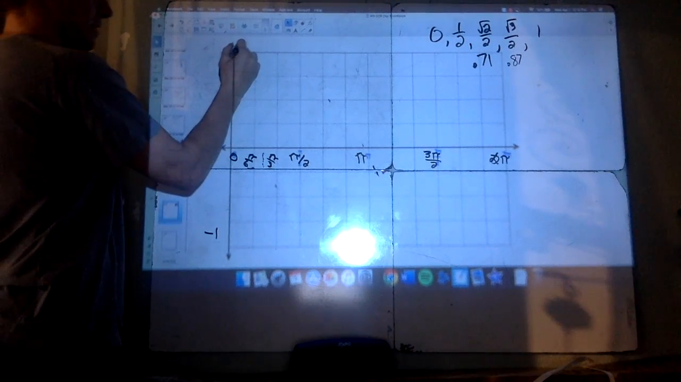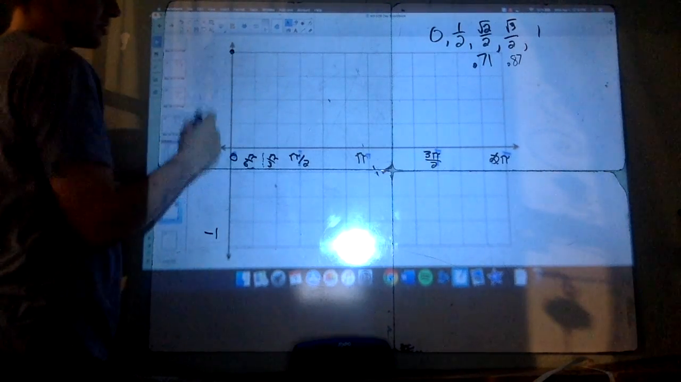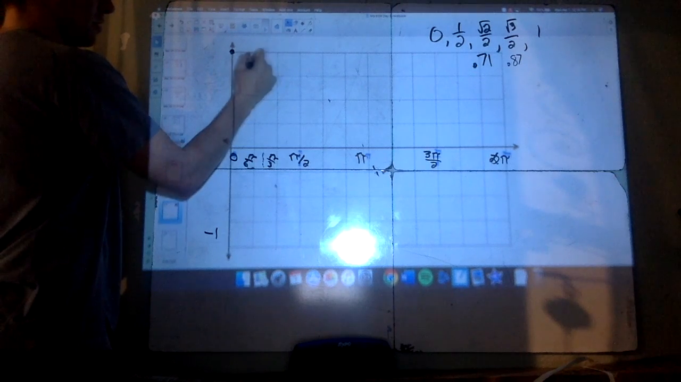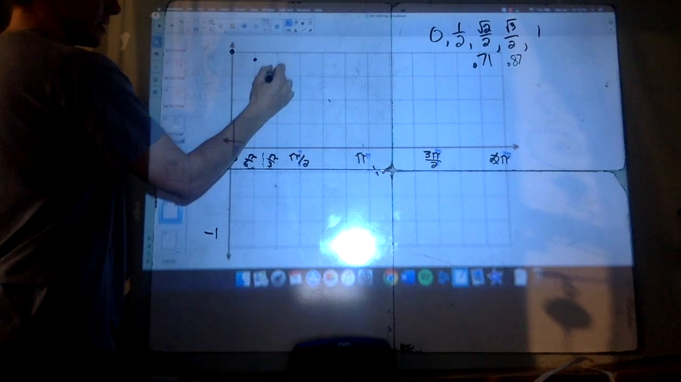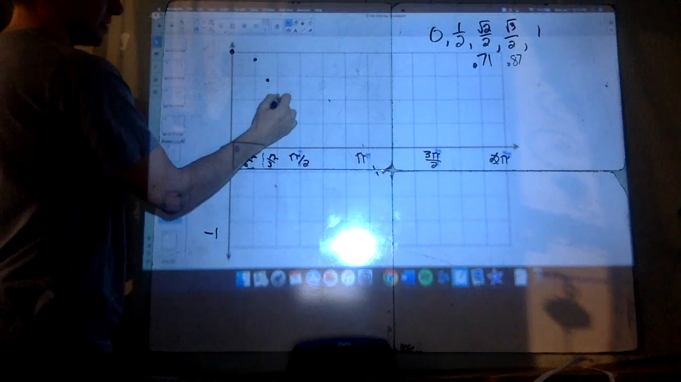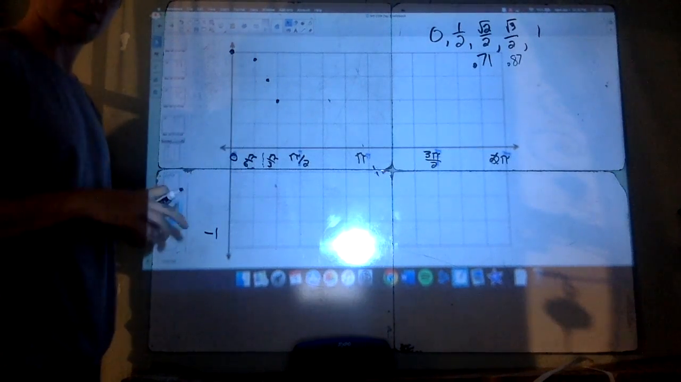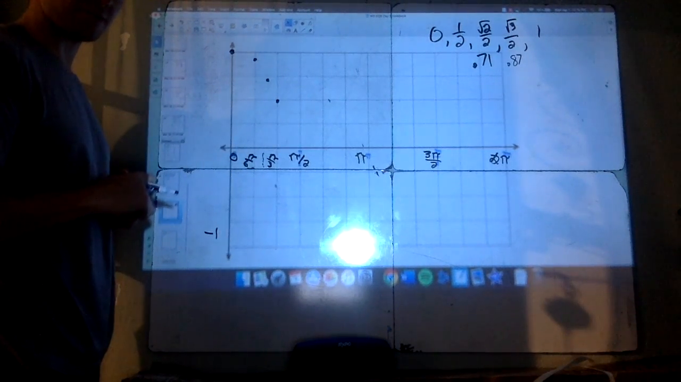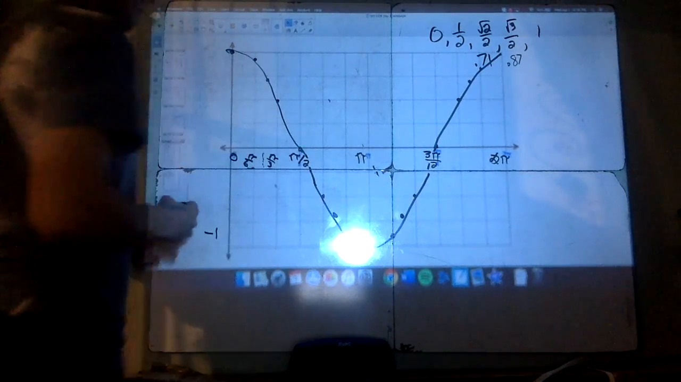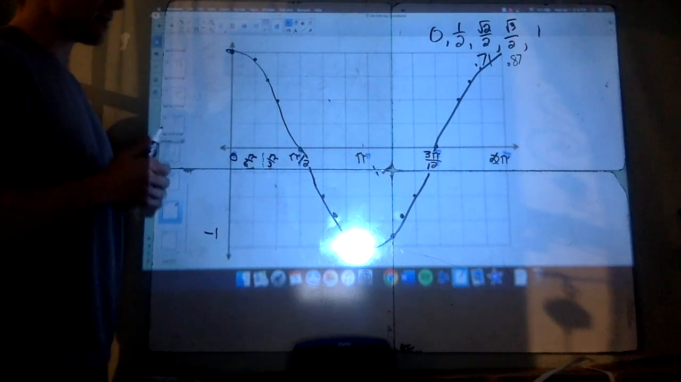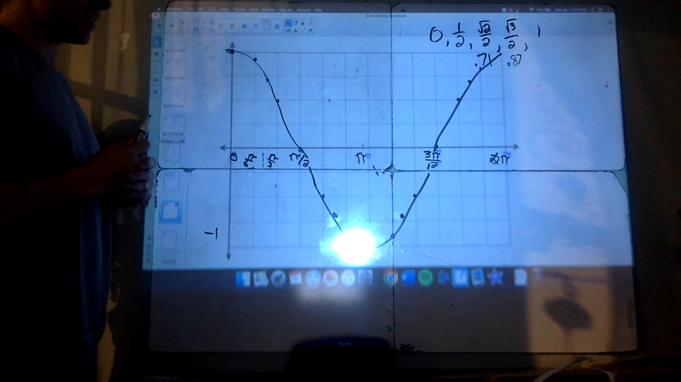So the cosine of 0 was 1. And with cosine, we were moving down in this fashion. So graph that whole cosine graph, and then when you're ready, unpause the video. Your cosine graph should look something like this.